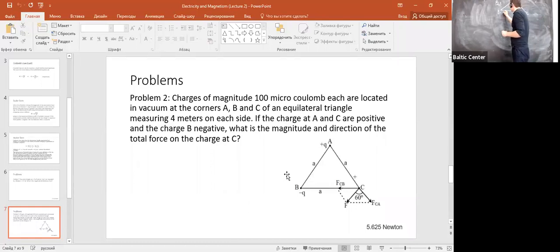Here negative Q, there positive Q, here also positive Q. Positive, positive, and negative. So Q is equal to 100 microcoulomb. Micro means 10 to the minus 6, right? It means 100 multiplied by 10 to the minus 6 coulomb. It means 10 to the minus 4 coulomb for each charge. Okay?